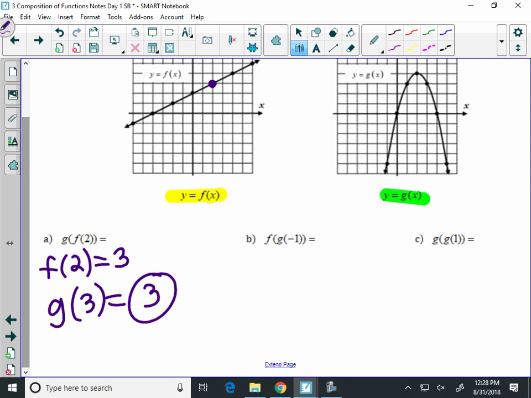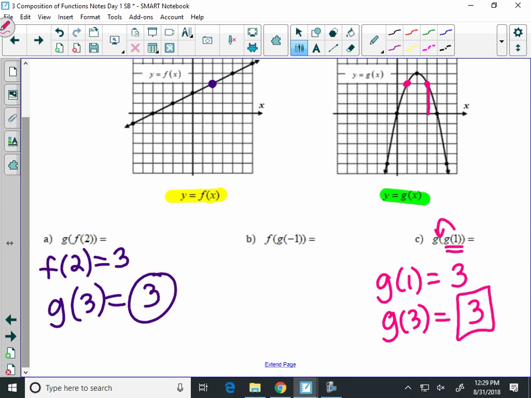Okay. Now let's go to part C over here, g of g of 1. Right, so I start with g of 1, this graph on the right. When I go to the graph of g, what output do you get? 3, right? g of 1 is 3. Now what function do I put that 3 into? I put it back into g, the same one. So now I'm going to find g of 3. I think we just did that one. g of 3 gives me an output of 3 again. So that's your final answer.